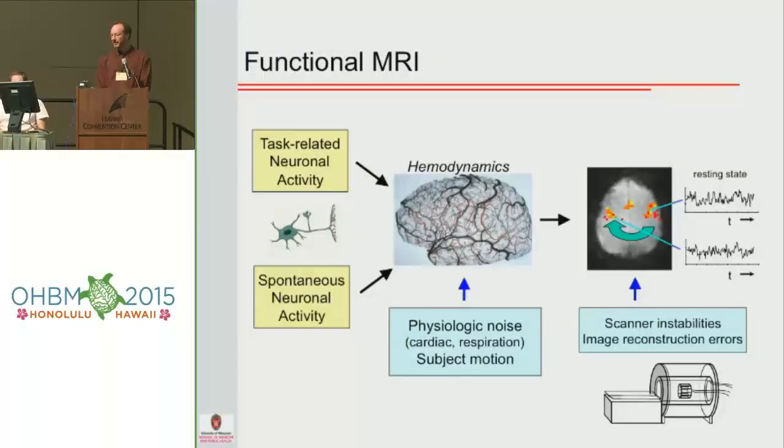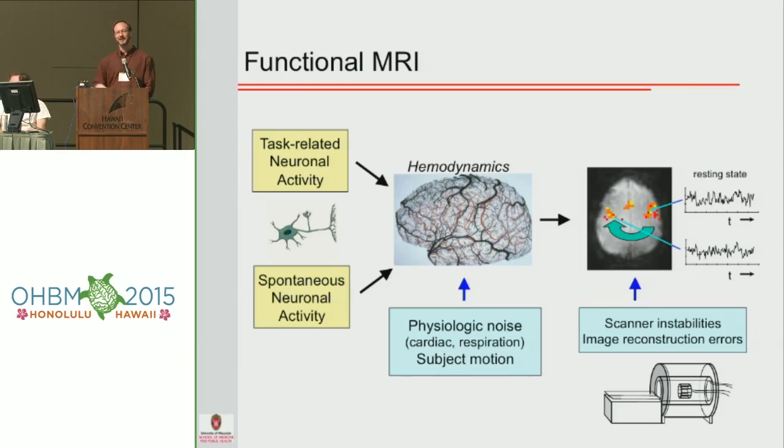So in functional MRI, of course, we're not measuring the neural signal directly. Rather, we're measuring the blood flow and blood oxygenation changes that are linked to changes in neural activity. So the top path, if you will, is changes in task-related neural activity causing changes in blood flow, a decrease in the amount of deoxyhemoglobin, which causes an increase in the signal. And you can get activation maps.